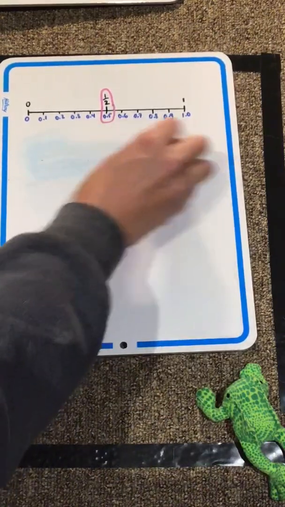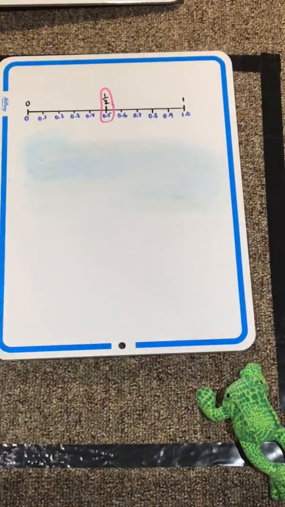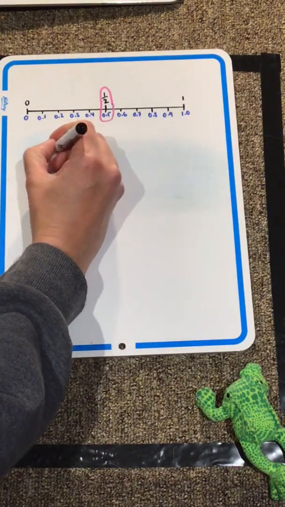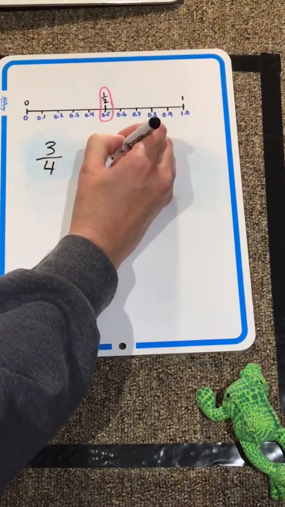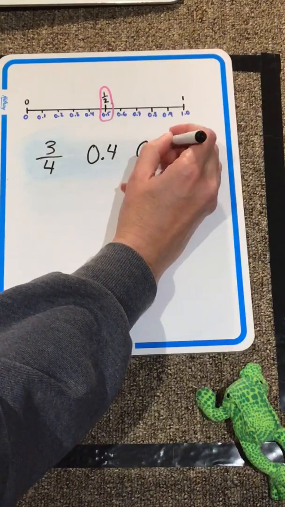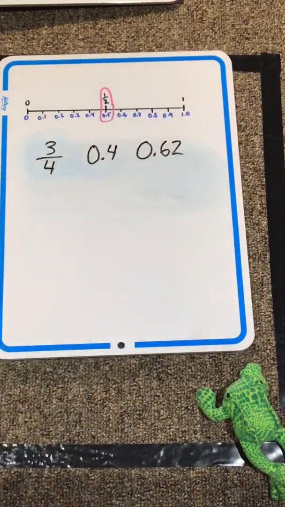So if we have to compare different types of numbers, the first thing we want to do is make them all the same. So let's say we've been given 3/4, 0.4, and 0.62. Okay, we need to make them all the same kind of number. So we can either make them all fractions that have the same denominator, or we can make them all decimals.